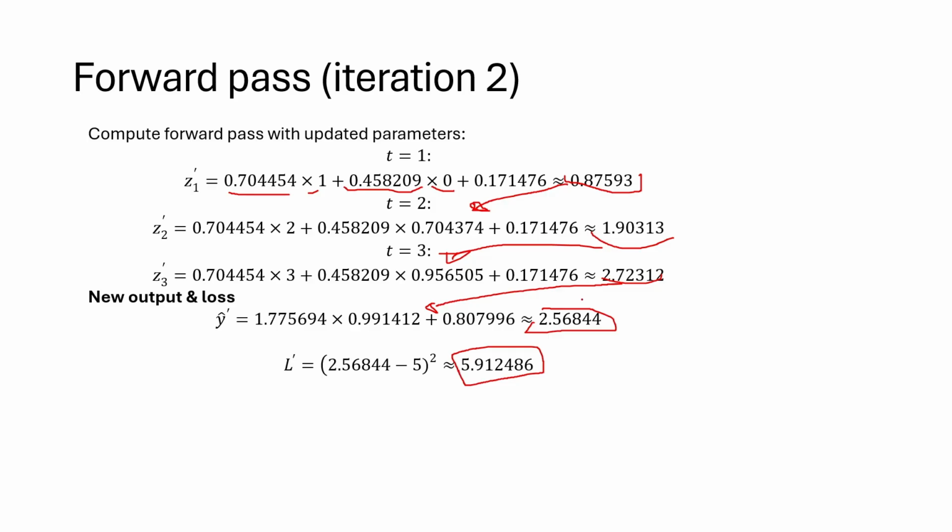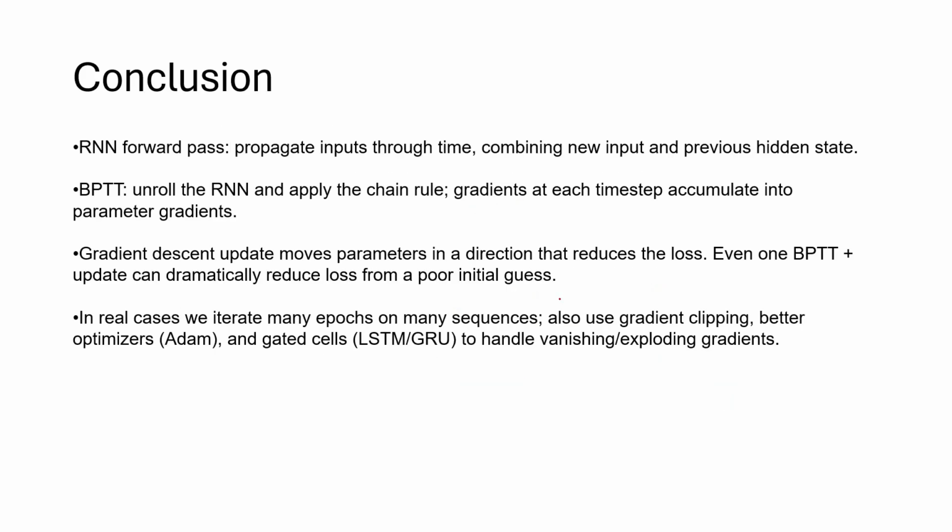So we can see that the loss decreased. It was 16 at the first iteration, now it's just 5.9. And also the prediction moved from 0.9, if we remember correctly, to 2.5. So we are getting closer to 5. So that's it. If we do many more iterations, we will get closer and closer to 5.